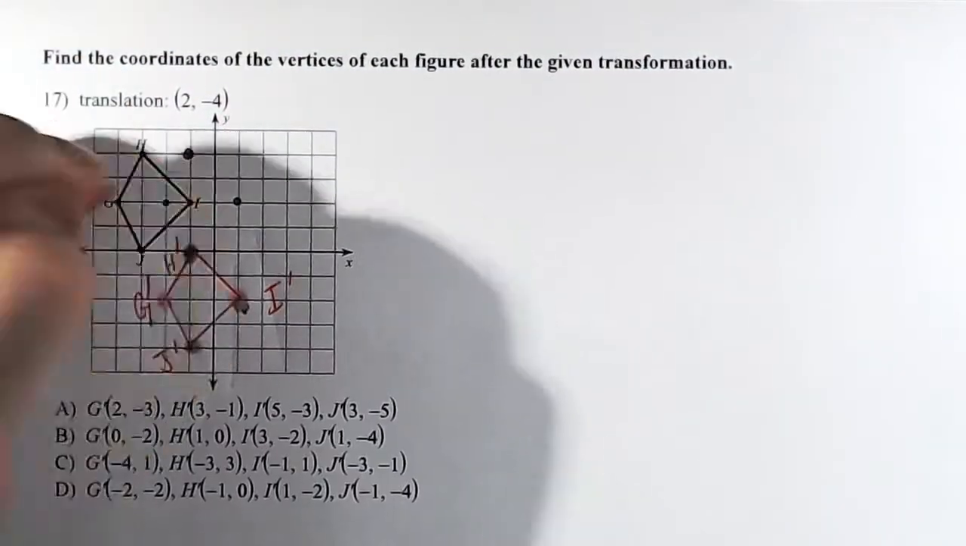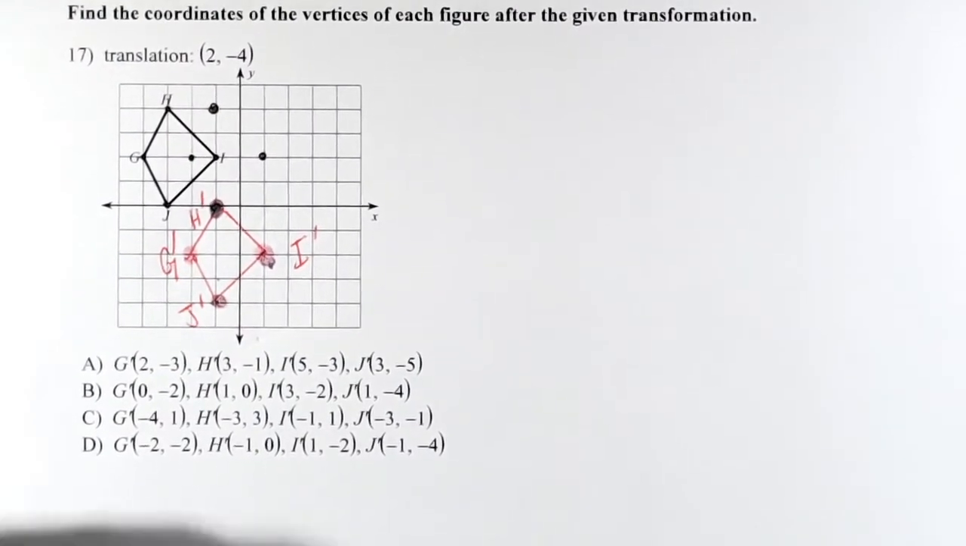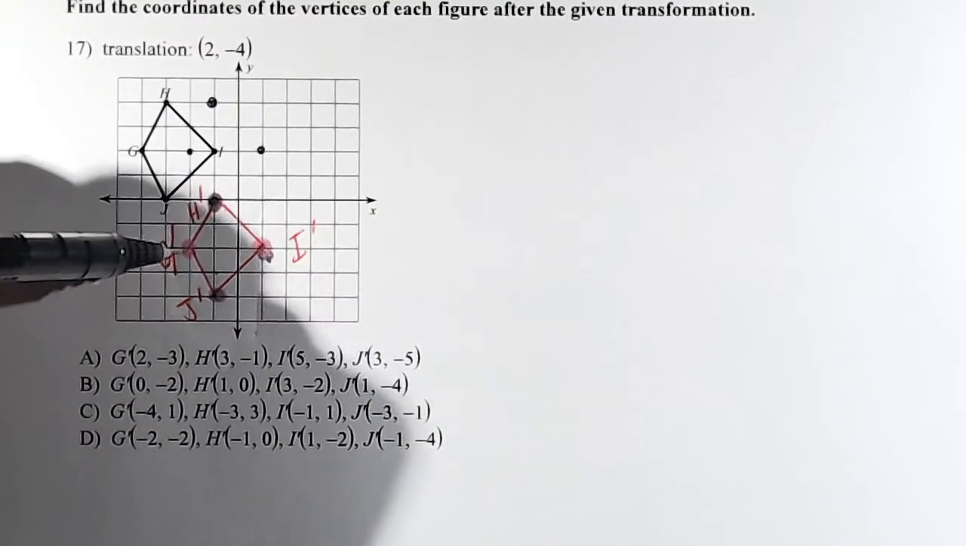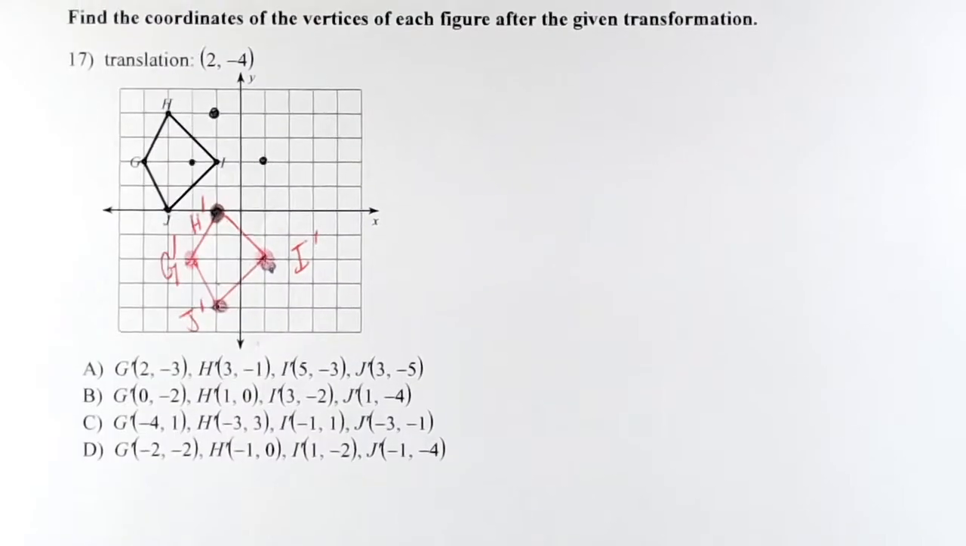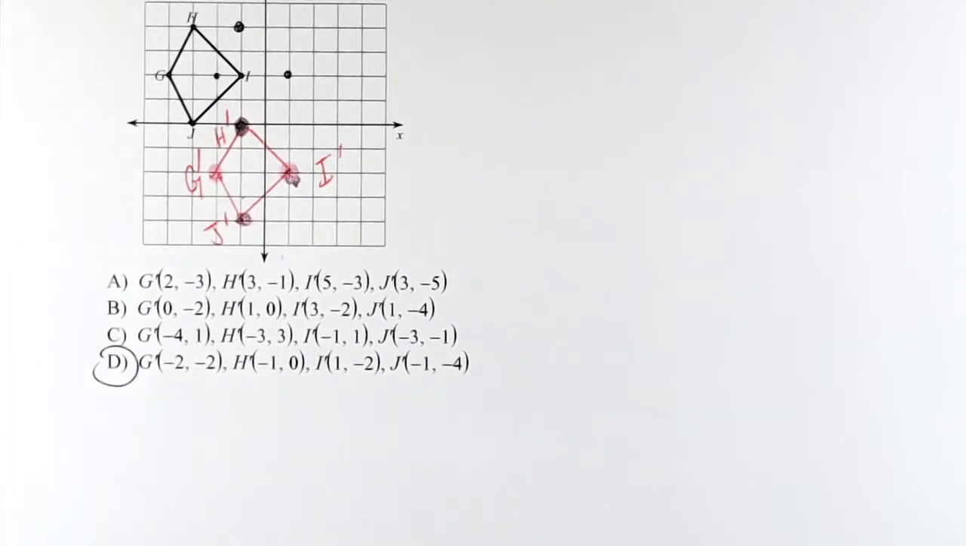So there it is. We just need to identify the coordinates. Let's just start with the coordinates of G prime. So those coordinates are -2, -2. So there's only one G prime with -2, -2. So I'm going to go with D as the answer.